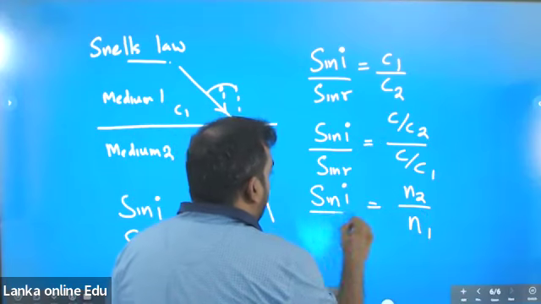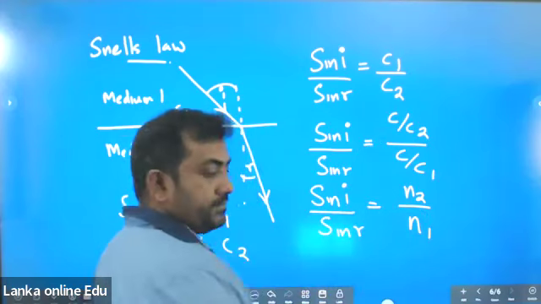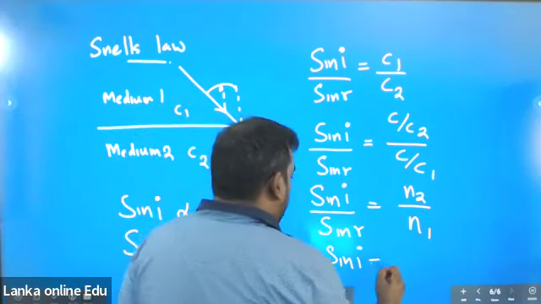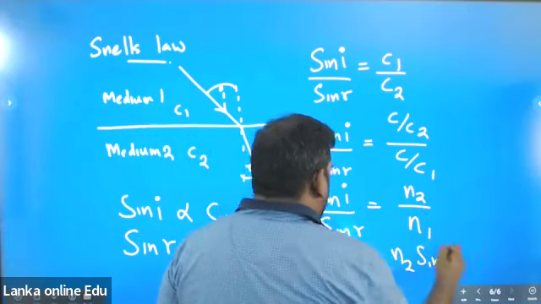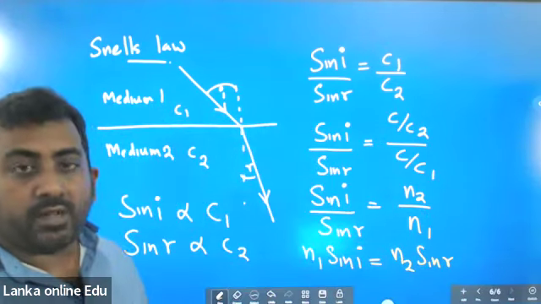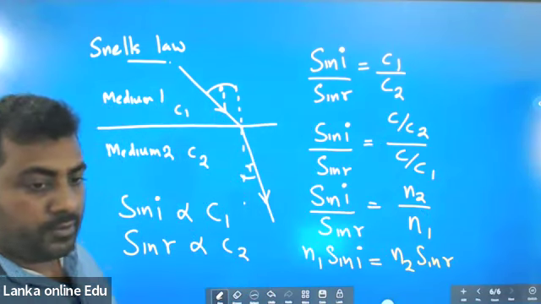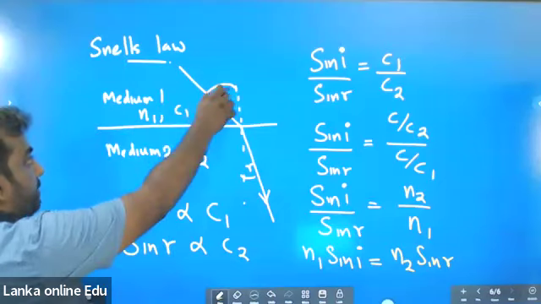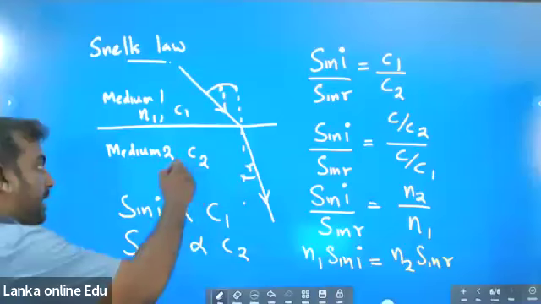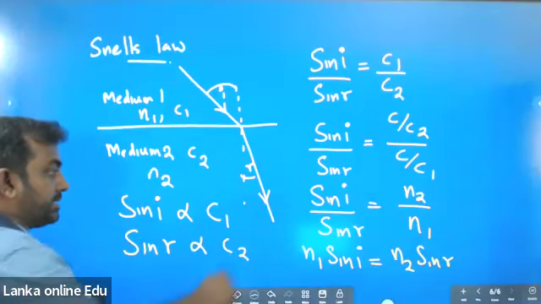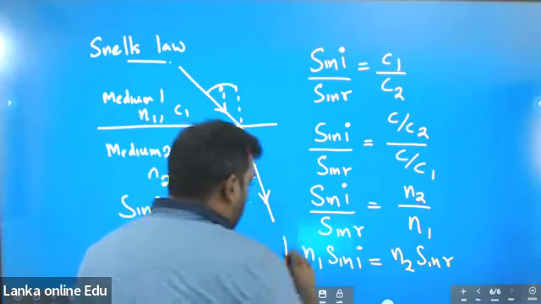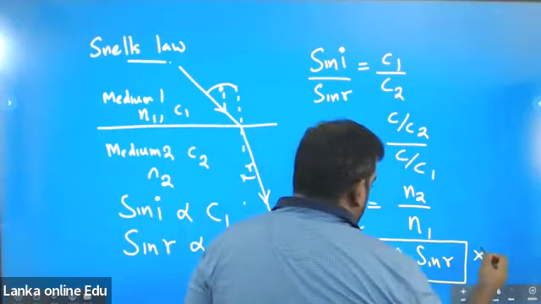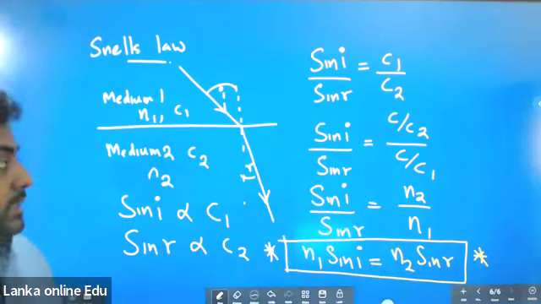So here you have sin I divided by sin R. Cross multiply. N1 sin I equals N2 sin R. From that, what can you learn? Absolute refractive index of the medium multiplied by sine angle equals absolute refractive index of the other medium multiplied by the sine angle. So this relationship is what we get from Snell's law.